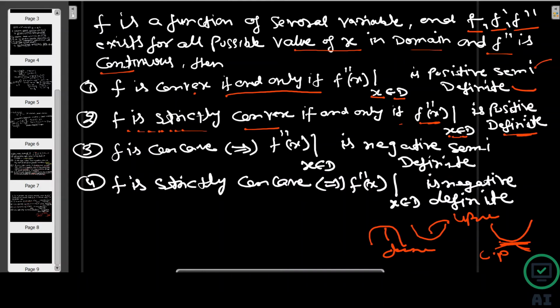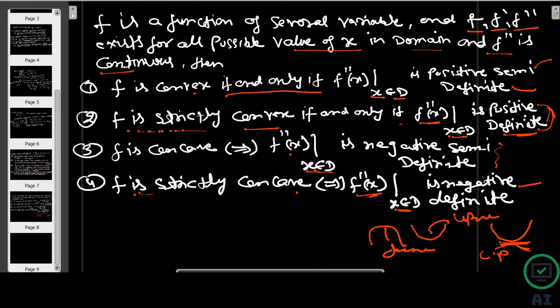Here I was talking positive semi-definite, and here I am talking positive definite, so just differentiate these two terms. So we can say that if the function is strictly convex, then here also it will achieve global minima. f is concave if and only if the double derivative of f at x belonging to the domain is negative semi-definite, and f is strictly concave if and only if the double derivative of the function at x belonging to the domain is negative definite.